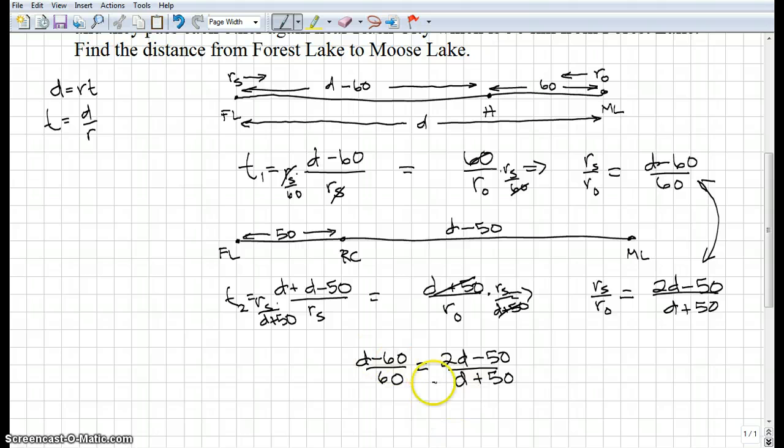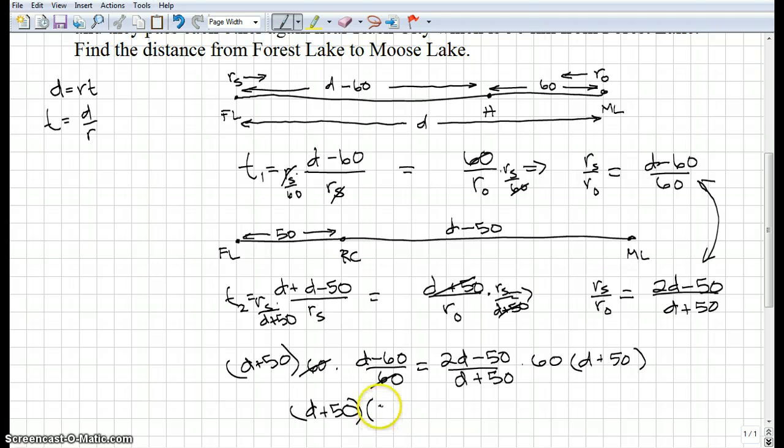Let's cross multiply here. Essentially what I'm doing is multiplying both sides times 60. Okay, that gets rid of 60 over here. And I want to multiply both sides by D plus 50. So that's the same thing as cross multiplying. You're just doing the same thing to both sides, and the equality still holds. So let's see, we end up with D plus 50 times D minus 60, and that is equal to, the D plus 50 cancels, and we take 60 times this whole quantity, so we can go ahead and distribute it.